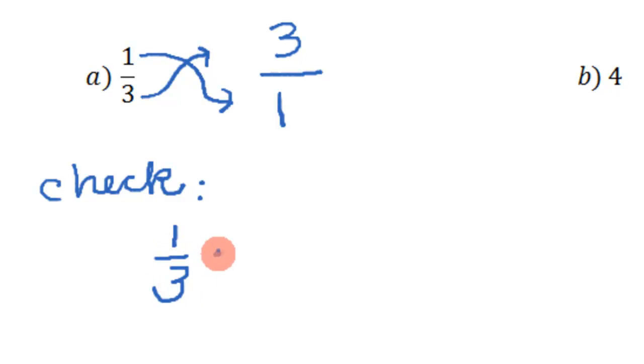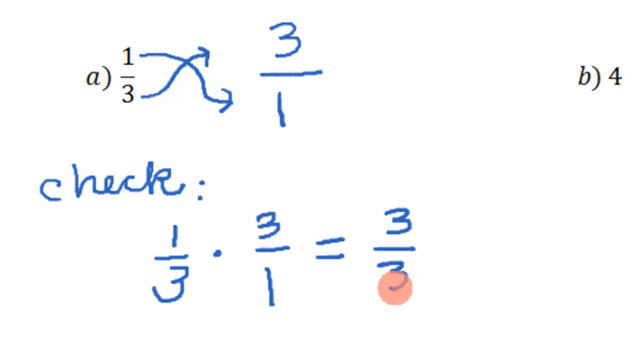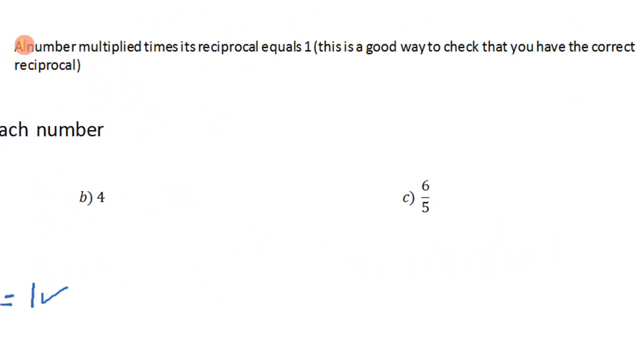1/3 times 3/1. So a number times its reciprocal. Look at what's going to happen. 1 times 3 is 3, and 3 times 1 is also 3. So you get 1. So the way to check if you have the right reciprocal of the number is multiply the original number times its reciprocal, and you should get the number 1. So again, a number multiplied times its reciprocal equals 1. And this is going to be a good way to check that you have the correct reciprocal.